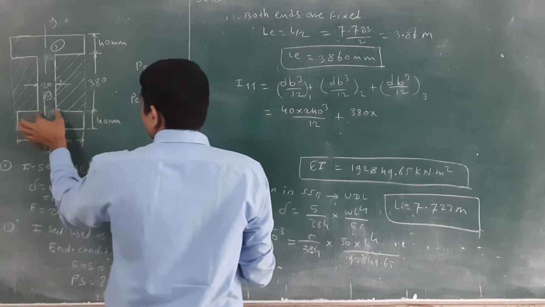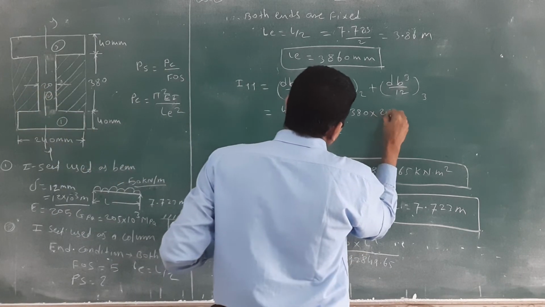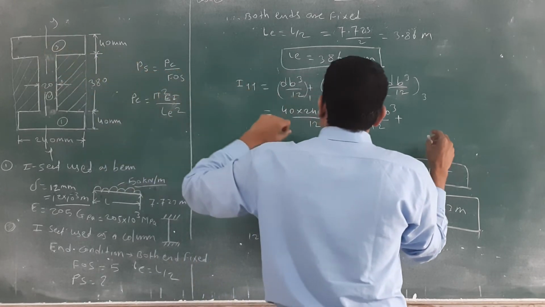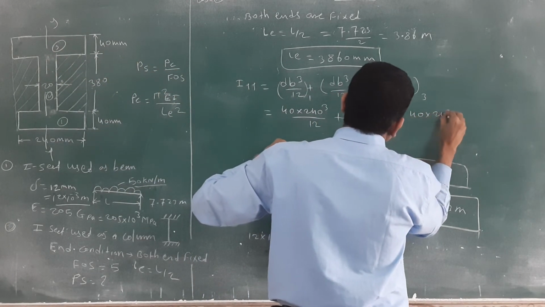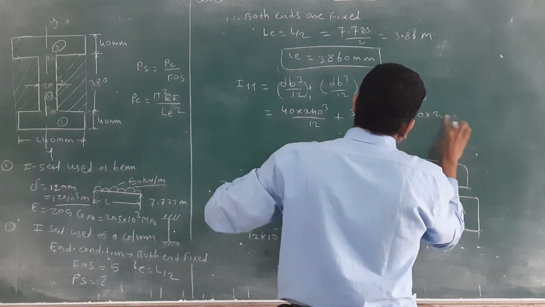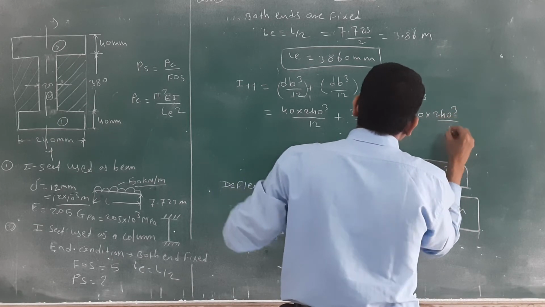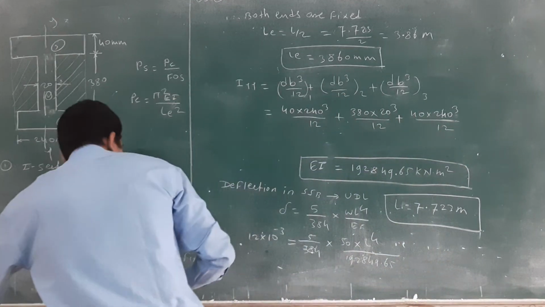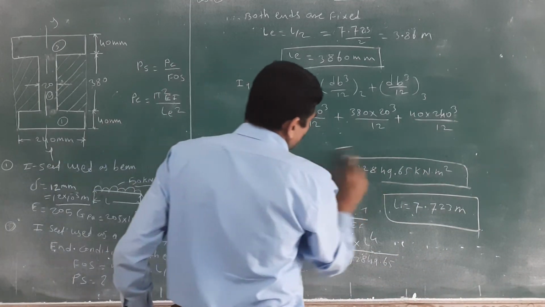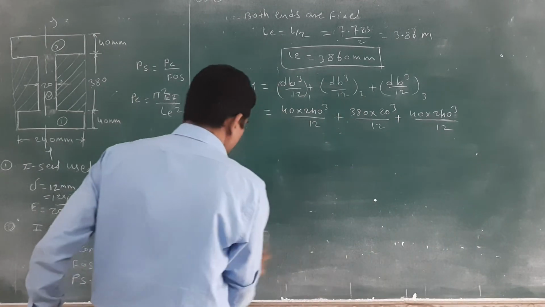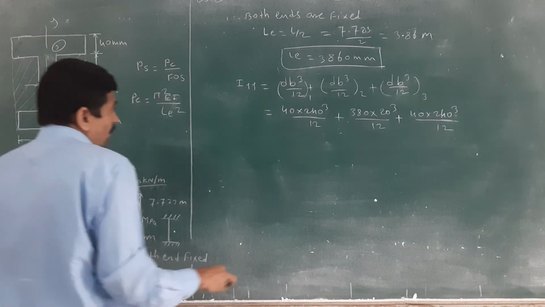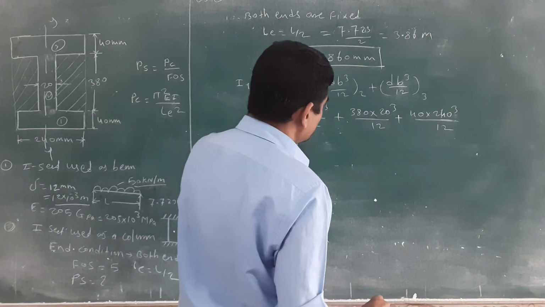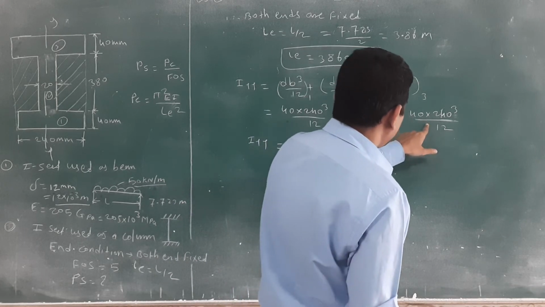What is the b? This one 20 is there. Divided by 12 plus third part again same value. What is the d? 40 into 240 cube. 240 cube divided by 12 is there. Check that. When you solve this value, you will get the IYY value. When you solve this, check that the first and second values are the same.